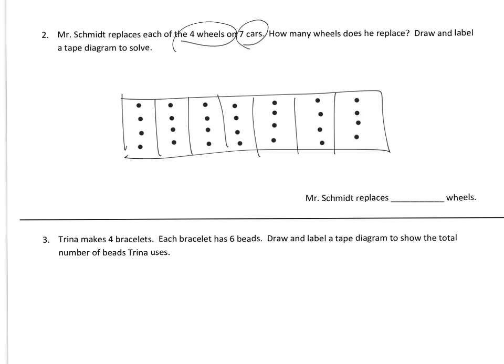All right. Now it's time to label. So I'm going to draw my bracket at the bottom and think about my total. Well, I know I'm talking about wheels and cars. So how many wheels are there total? I can count by fours.